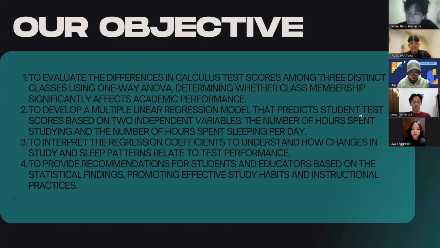The second one is we develop a multiple linear regression model to predict student test scores. The model is based on two independent variables, the number of hours spent studying and the number of hours spent sleeping per day. And the third one is we interpret the regression coefficients to understand how changes in study and sleep habits relate to test performance. And lastly, we provide a recommendation for both students and educators based on our statistical findings, aiming to promote more effective study habits and teaching strategies.